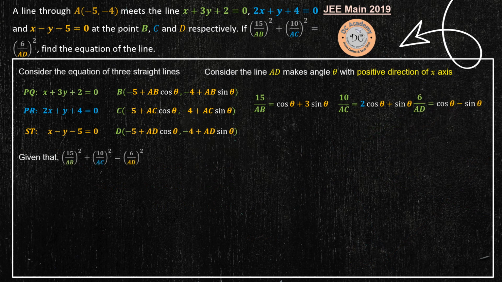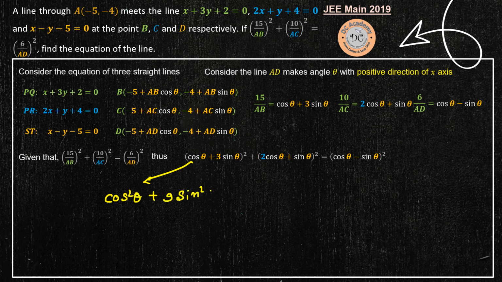It is given that 15 by AB whole square, 10 by AC whole square, and 66 by AD whole square are equal. And every value we already calculated beforehand, so we can easily substitute these values. So let's go ahead. Now, every expression is of the form a cos theta plus b sine theta, whole square. So we can easily apply the a plus b whole square formula. If I apply that, this term will become cos square theta, plus 3 times 3, which is 9 sine square theta, plus 2 into 3, which is 6 sine theta cos theta.